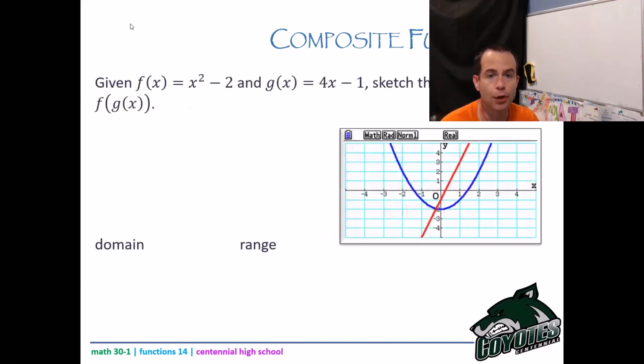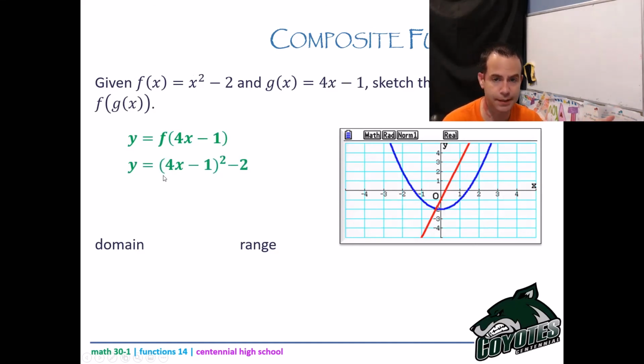All right, so given f of x is x squared minus 2, and g of x is 4x minus 1, sketch the graph of y equals f of g of x. Well, let's figure out what f of g of x is first. So that would be f of 4x minus 1, which means 4x minus 1 is going in here as a replacement for my x. So I have 4x minus 1 squared minus 2. Now I'm just going to clean that up a bit. That'll be 16x squared minus 8x plus 1, and then 1 minus 2 gives me that negative 1. So I just did that all in one step. Okay, so go ahead and graph that, and we'll get the domain and range of that.